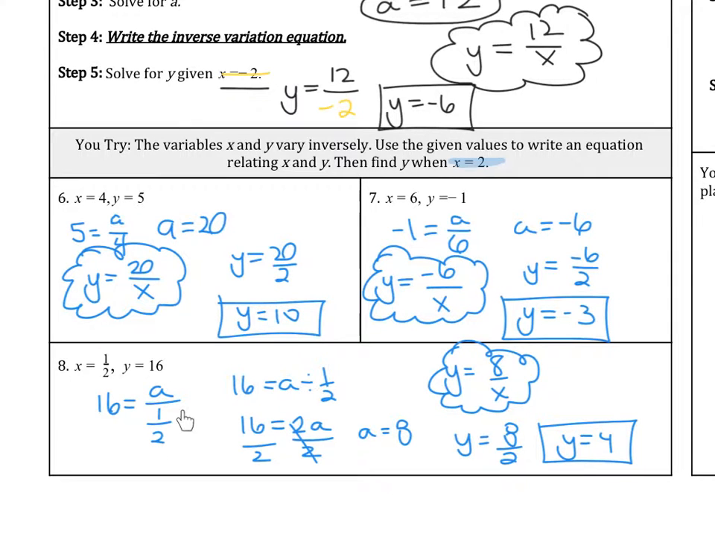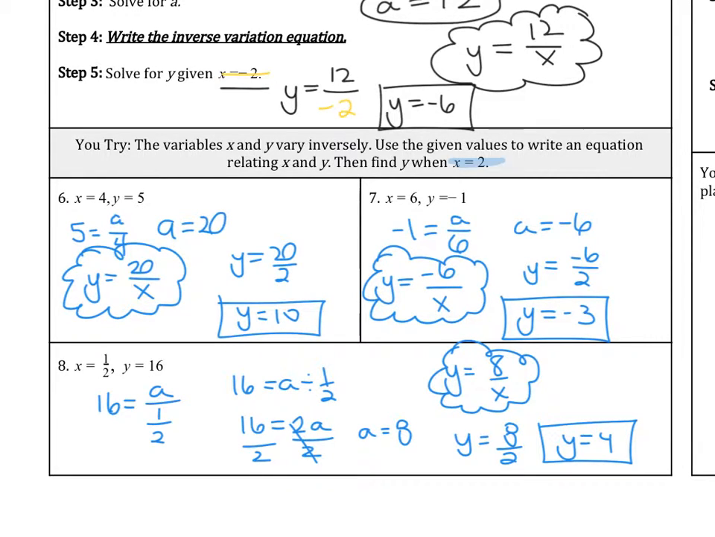Then for the last one, number 8, you notice you have 16 equals a over a half. So another way to think about that is that 16 equals a divided by a half. When you're dividing by a fraction, you multiply and flip it, right? Or you flip it and then multiply. So therefore, it's 16 equals 2a. Then you solve for a. Therefore, a equals 8. So then you plug it into the equation: y equals 8 over x. And then when you plug in 2, y equals 4.